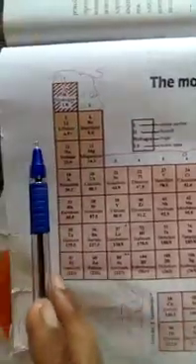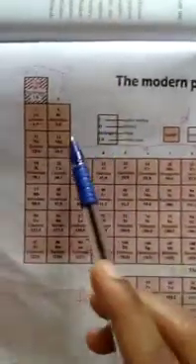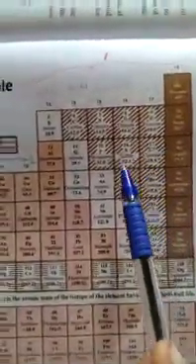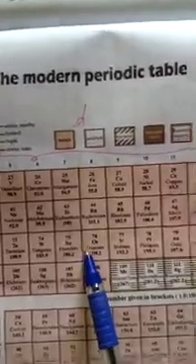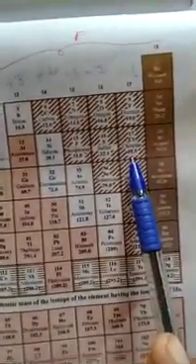But going from left to right in a period, metallic character decreases and non-metallic character increases, because when we go from left to right in a period, non-metals are there. That is why metallic character decreases and non-metallic character increases. This is the important difference.